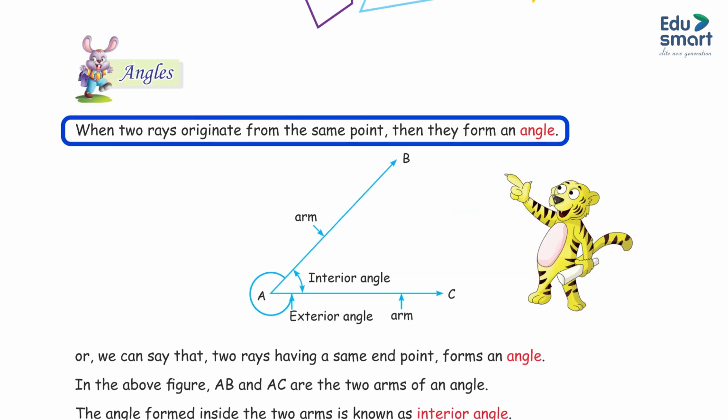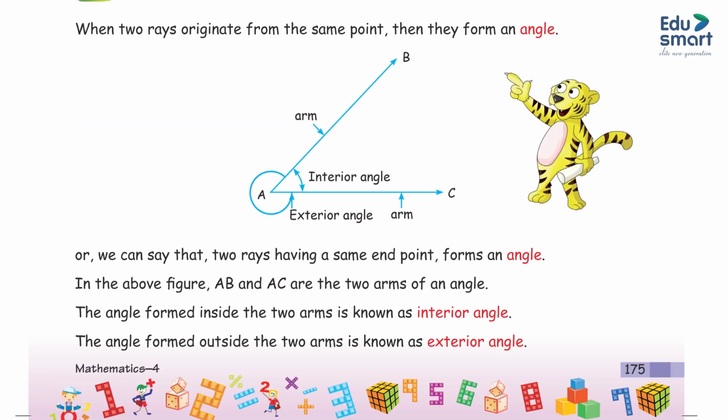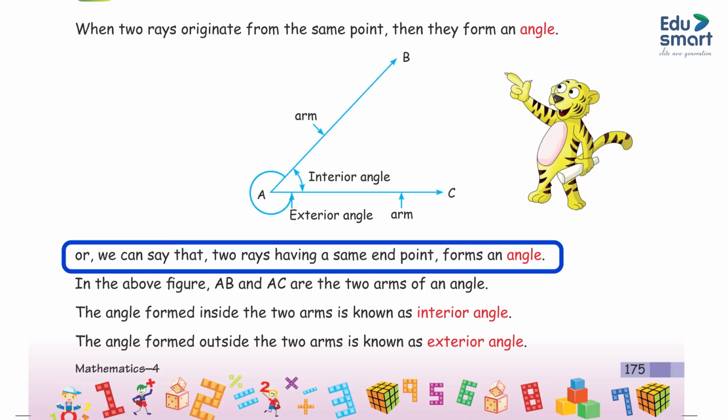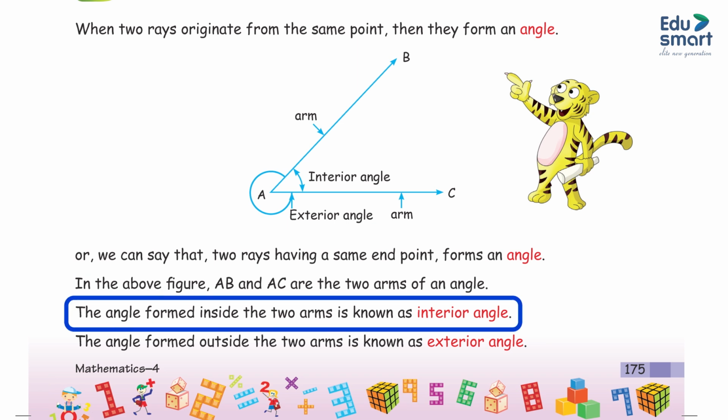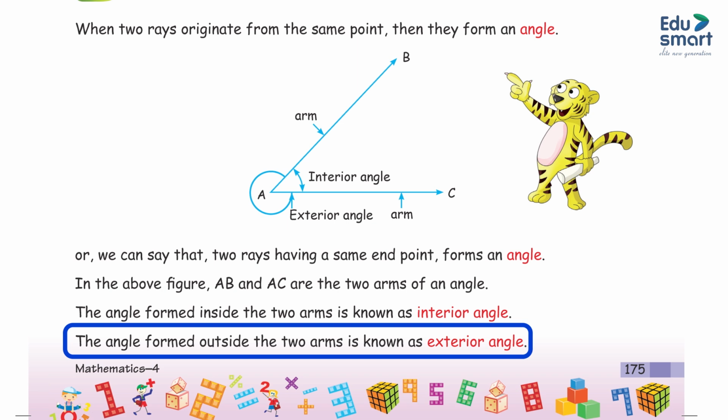Angles. When two rays originate from the same point, they form an angle. Or we can say that two rays having the same end point form an angle. In the above figure, AB and AC are the two arms of an angle. The angle formed inside the two arms is known as the interior angle. The angle formed outside the two arms is known as the exterior angle.